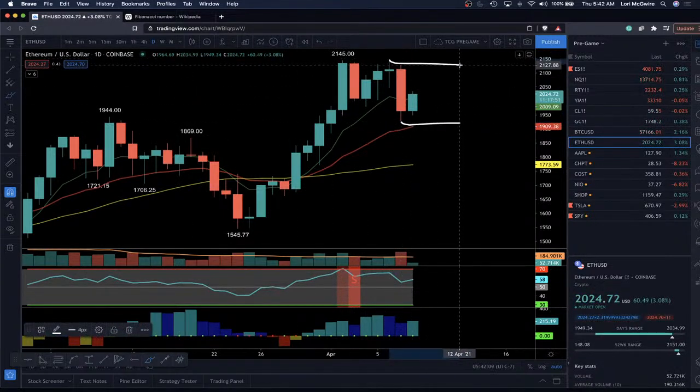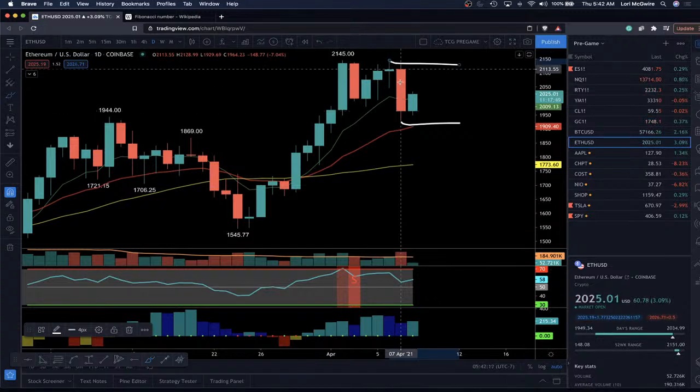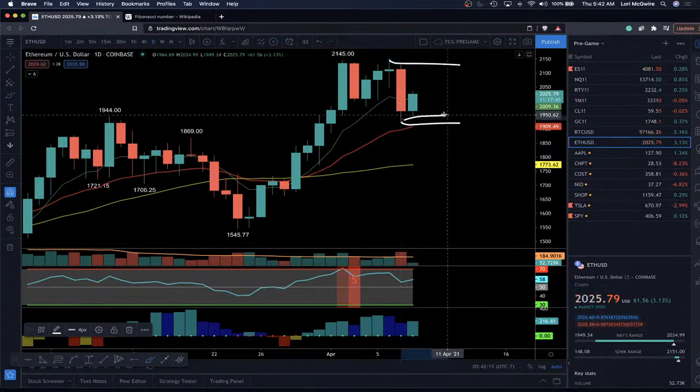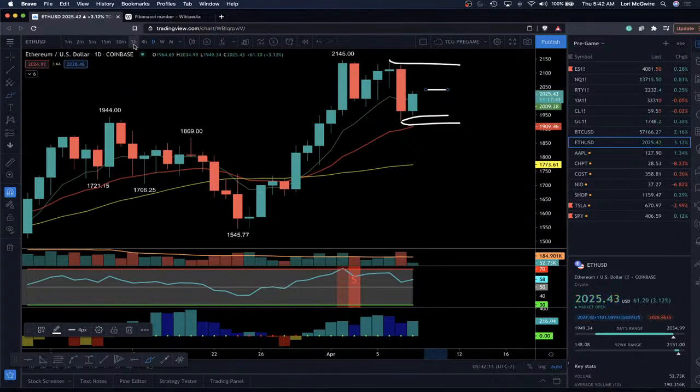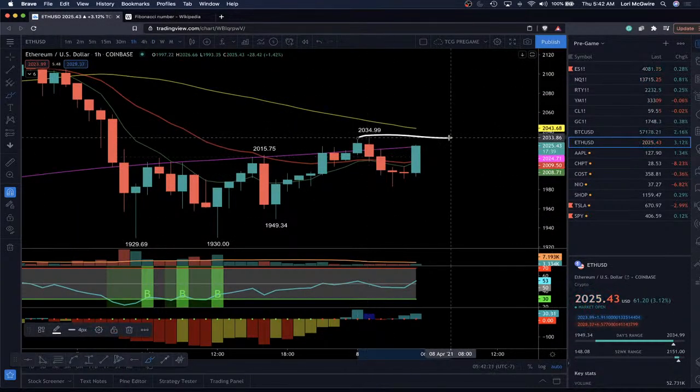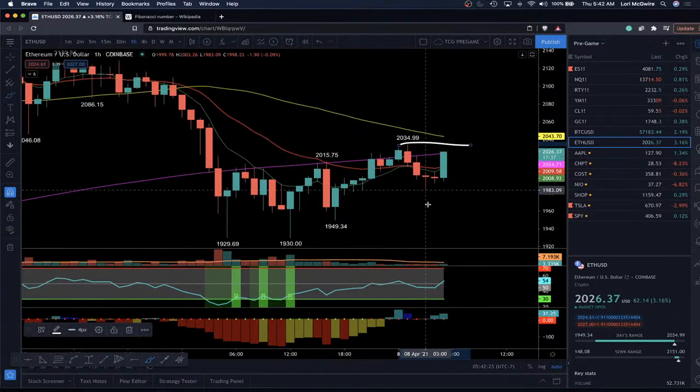This was a large range on Ethereum, this mother bar here of approximately $200. That's a pretty large range. We may stay within that range for a couple days. So let me give you a little bit more glued in. So 2034.99 is your next resistance, and your support is down at 1983.